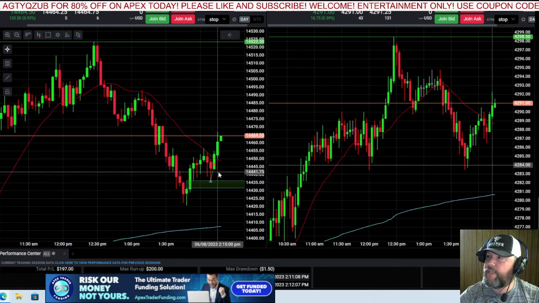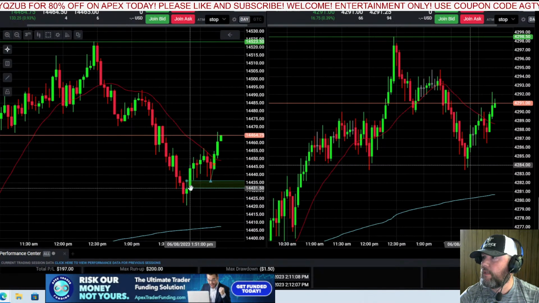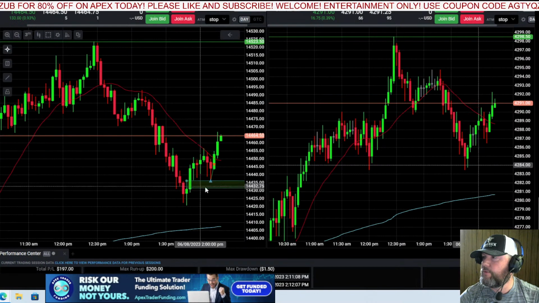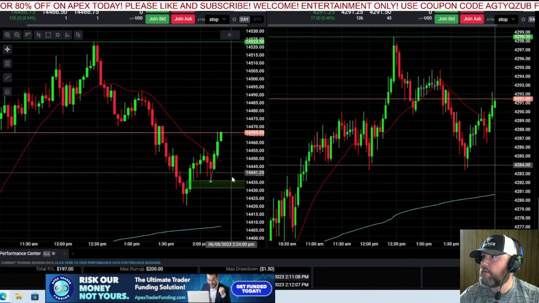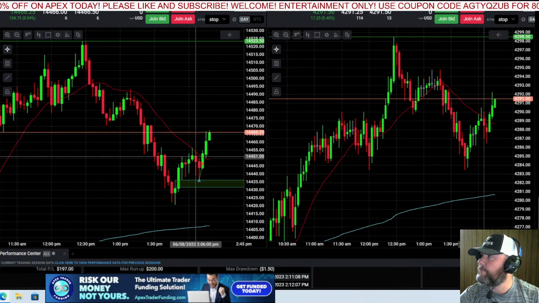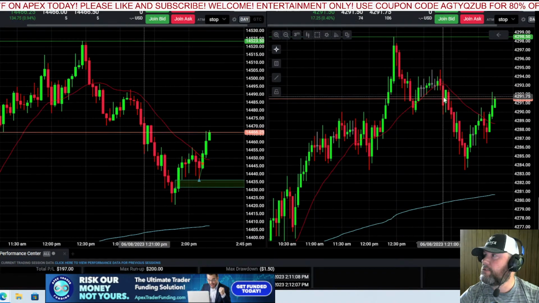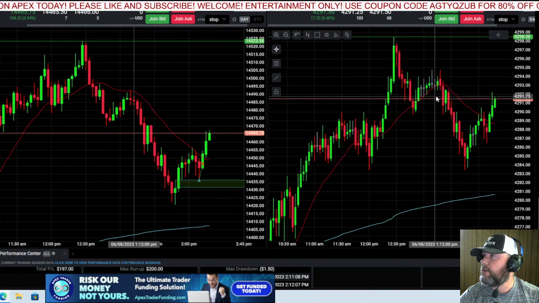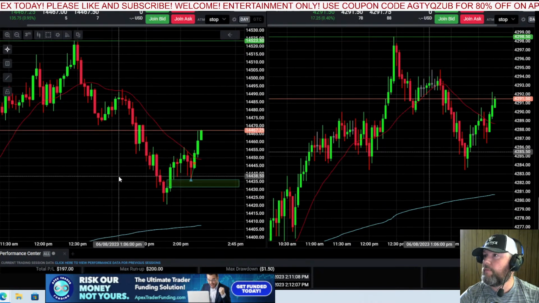But we still could form the ICT silver bullet setup here. This gap was formed before 2 p.m., so this still should be the silver bullet setup here. May create this gap here if it forms and then trades back into it. Need the ES to kind of get through this order block that we see here. Trade through the order block, pull back, maybe ride it higher.